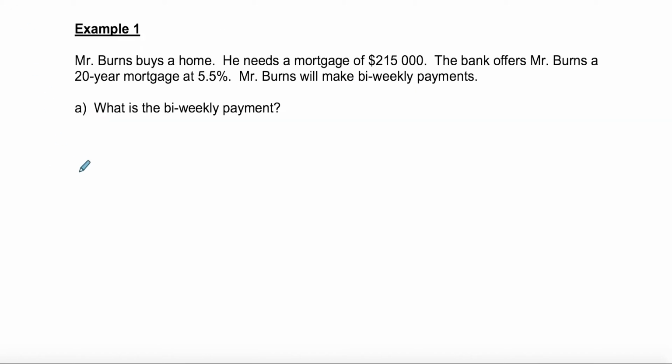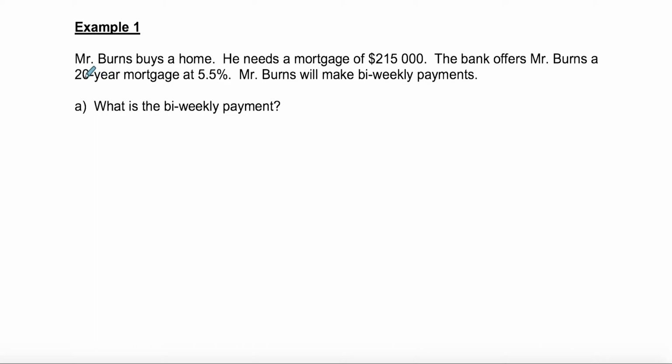Let's practice that. Because we buy a house and we get a mortgage at the beginning, we're still going to use the present value formula. Example 1: Mr. Burns buys a home. He needs a mortgage of $215,000. The bank offers Mr. Burns a 20-year mortgage. Okay, 20 years, that's good. You'd pay less interest that way than if it was 25 years. And they offer him 5.5% interest.